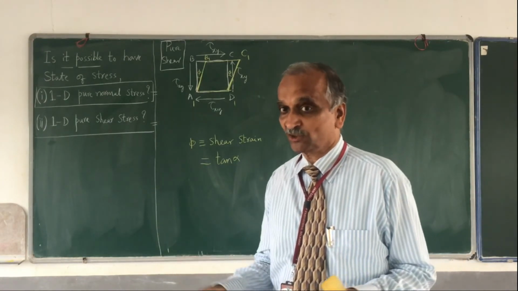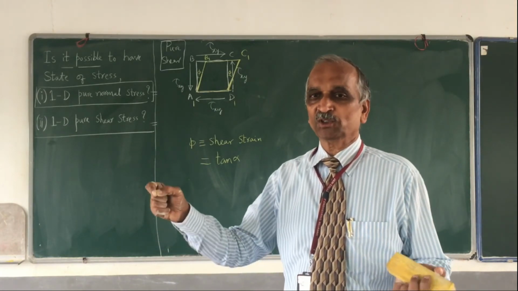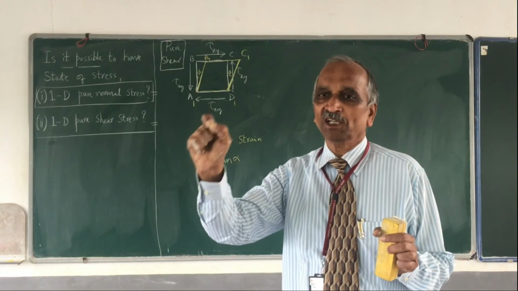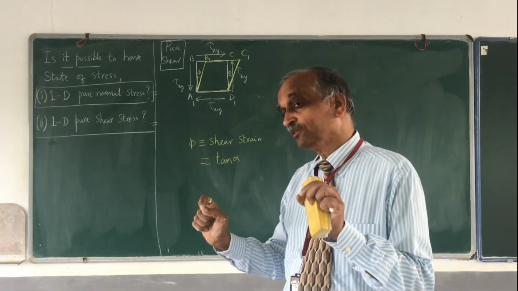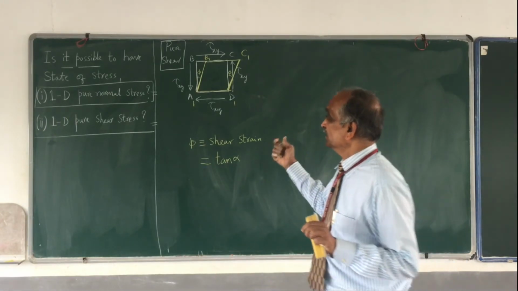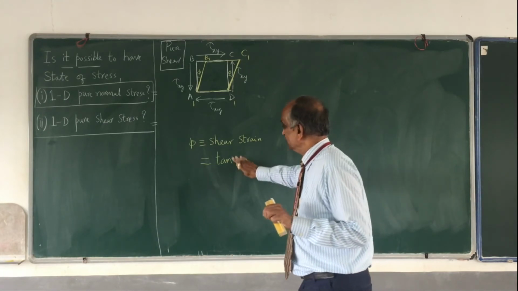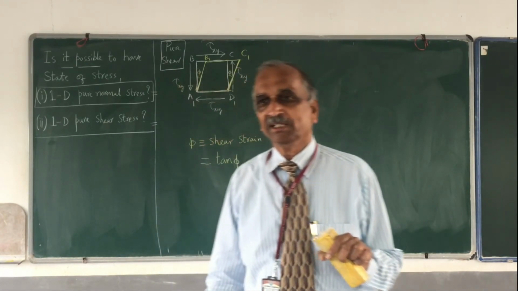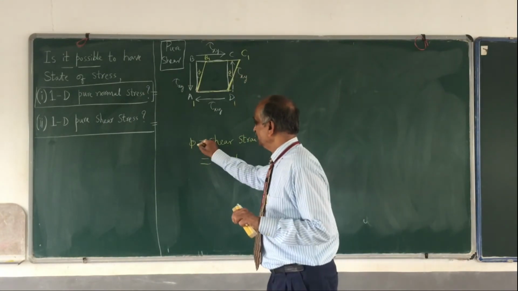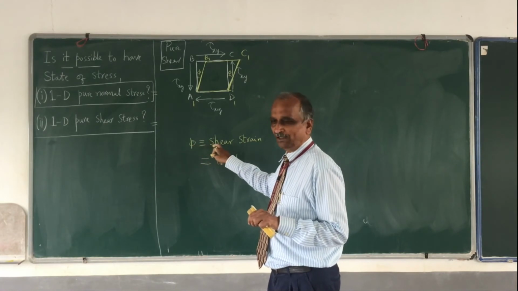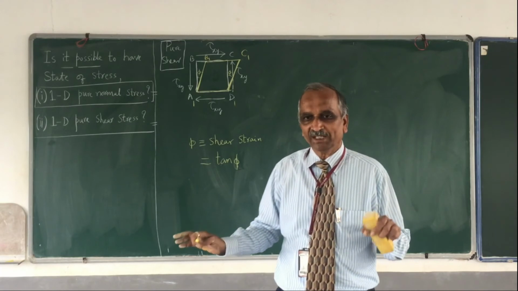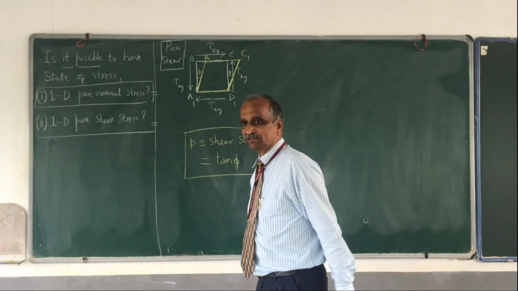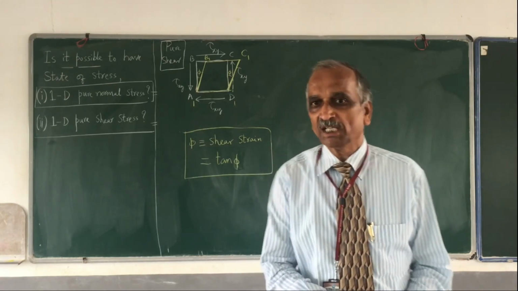When I am talking in terms of radians, if I say phi equals 10 degrees, tan 10 degrees is dimensionless, but 10 degrees has units. So convert that phi into radians, then tan phi and phi are one and the same. For small values of phi, tan phi and phi are one and the same. Therefore phi is shear strain, and when I know that phi is very small, I can also say that tan phi is defined as shear strain. So we have shear stress, and we have shear strain.